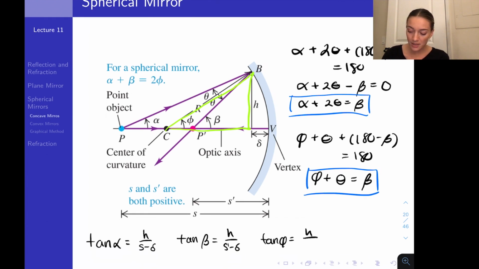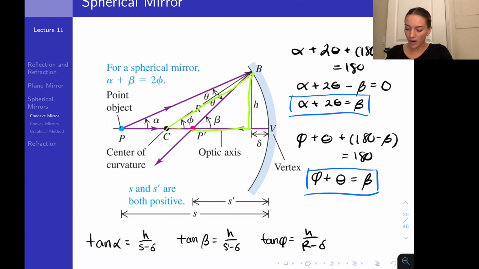So the opposite side is H, and then the adjacent side, this whole thing, is the radius R, and this little side right here is just R minus delta. So we have H over R minus delta for tan phi.